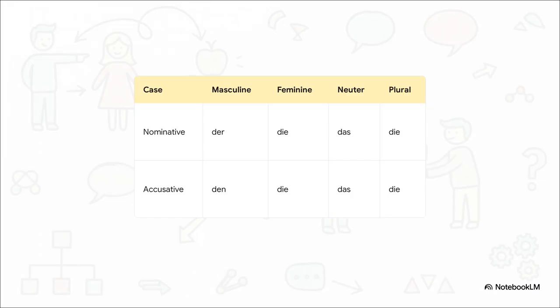And all right, get ready for a huge sigh of relief. When you think about the nominative and accusative definite articles side by side, do you notice anything? 75% of the accusative doesn't change at all. The feminine die, the neuter das, and the plural die all stay exactly the same. The only thing you're really learning today is one major change. The masculine der becomes den when it's the direct object receiving the action.